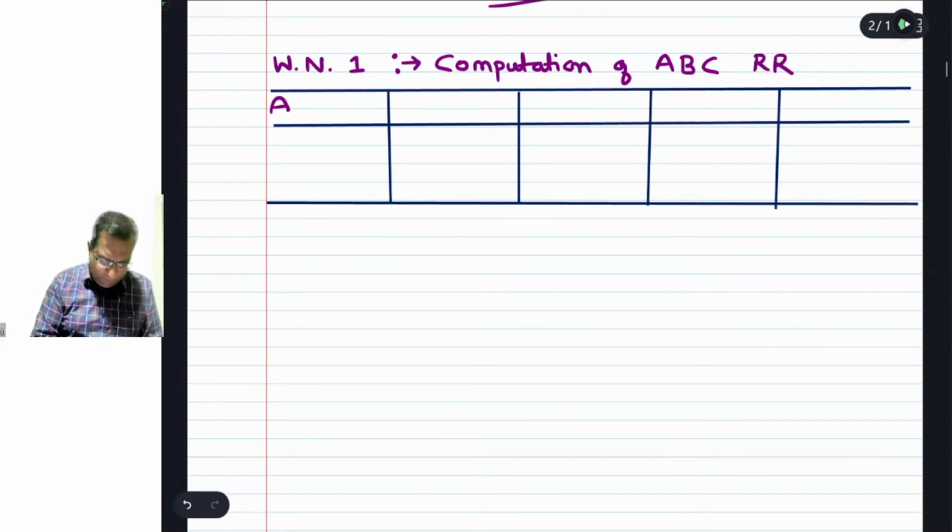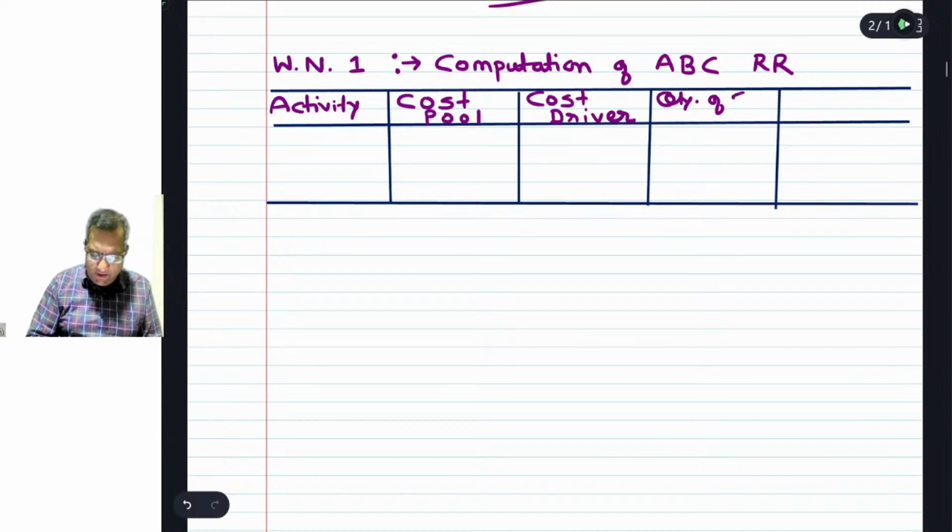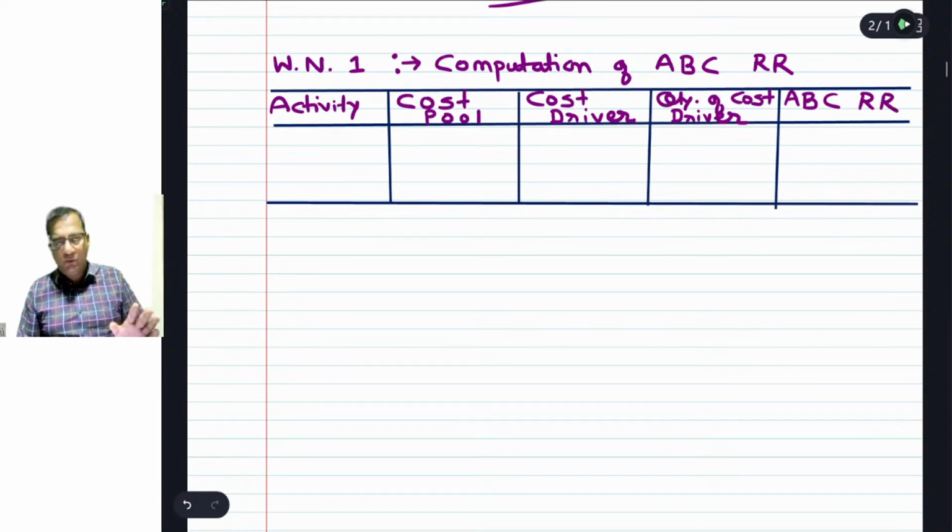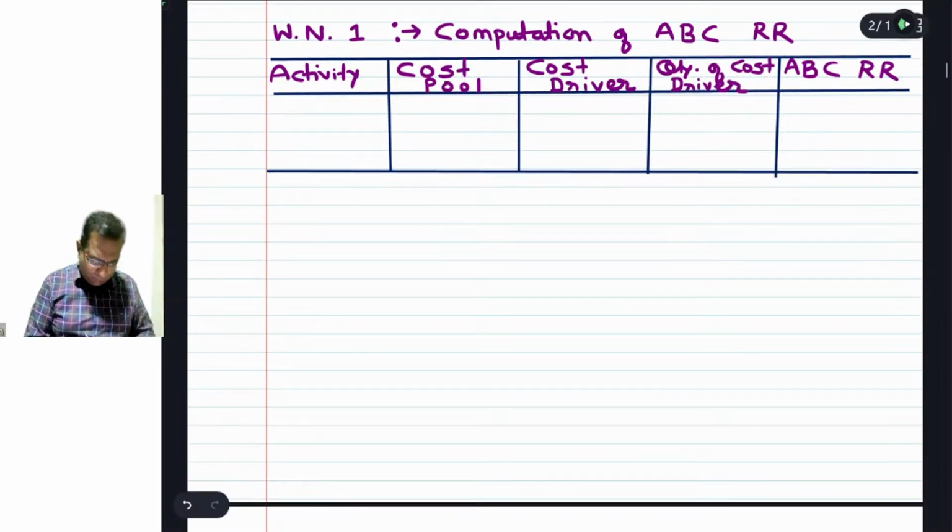In the first column, we will write down the activity. In the second column, we will write down the cost pool. In the third column, we will write down the cost driver. Fourth column, quantity of cost driver. And the last one is ABC recovery rate. So there is a fixed format related to computation of ABC recovery rate, and the statement will have minimum and maximum 5 columns.